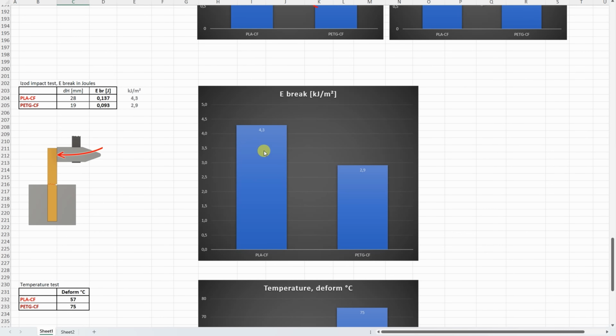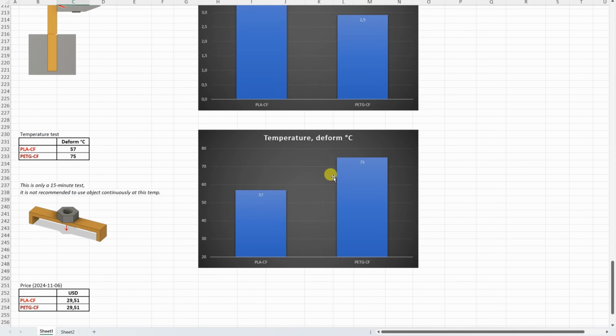The ISO impact test, and PLA is a tougher material compared to the PETG, and I can constantly see this ratio between any other materials when I'm testing the same brand.